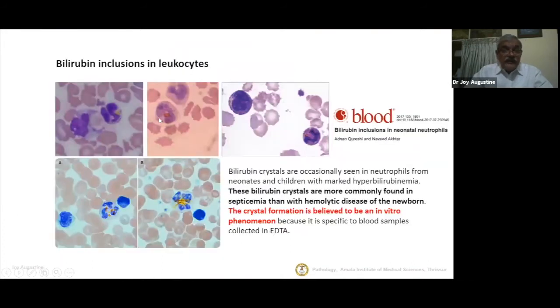Now, bilirubin inclusions may be seen in hyperbilirubinemia, especially in neonates. Now, this is an article which came in Blood. And the bilirubin crystals are seen in patients with septicemia rather than with hemolytic disease. Now, this is an important point, so much so that this may be a feature which points to sepsis or severe sepsis. And the other point to remember is that this is not a phenomenon which occurs in a direct blood smear. It occurs only in samples collected in EDTA. So this is an important point to remember. So this may be useful.